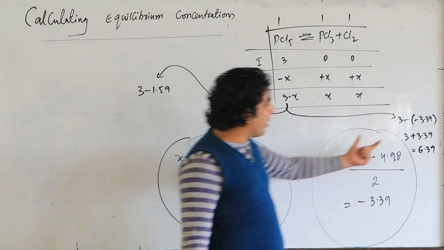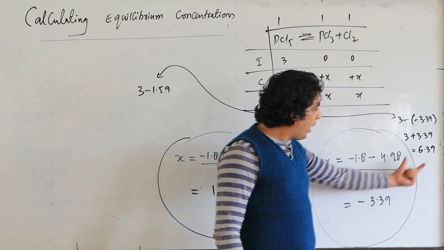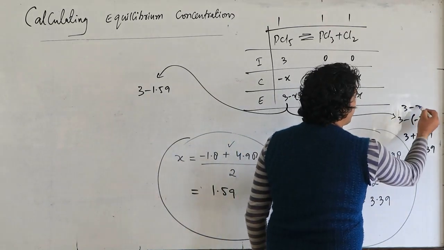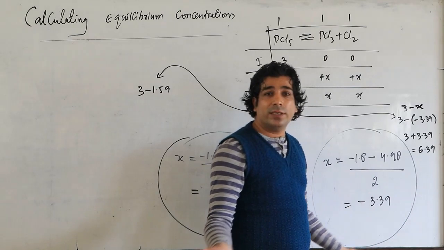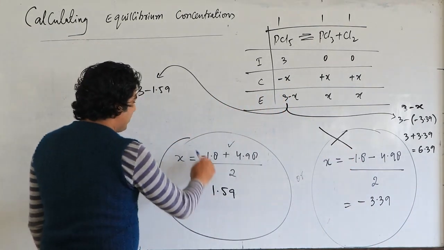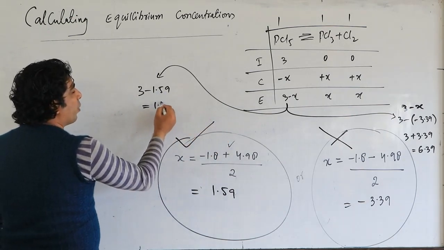But in this particular case, when I apply the X value as minus 3.39, this 3 minus X value comes out as 6.39, which is incorrect. So this is the incorrect value and this is the value which we require, because if you subtract it, you will get 1.41.